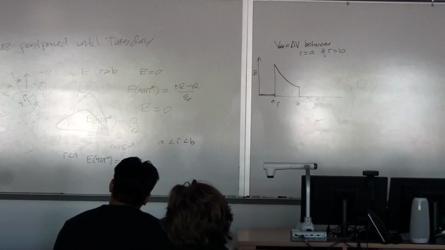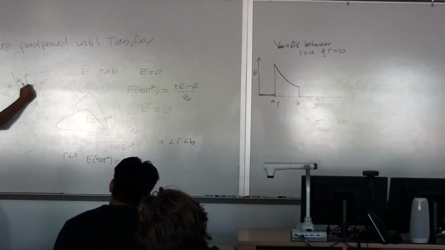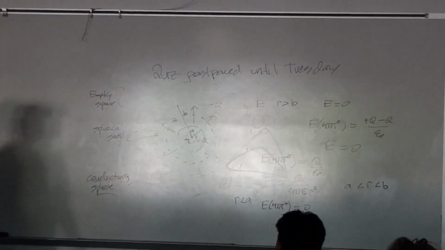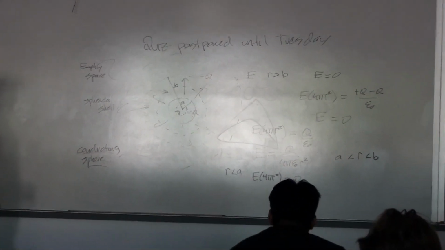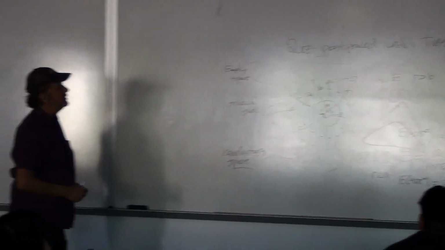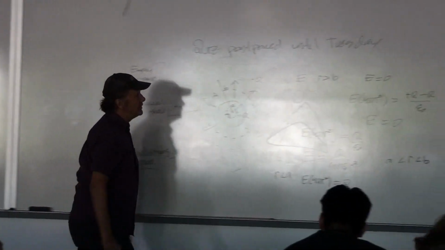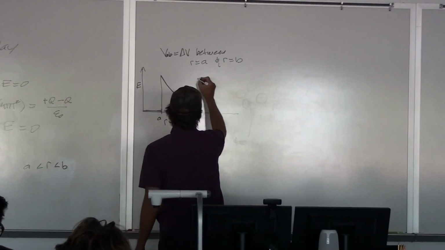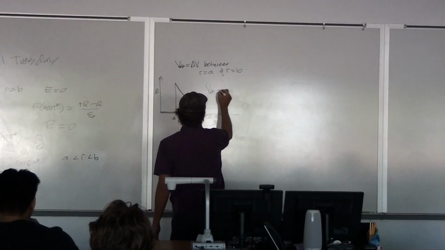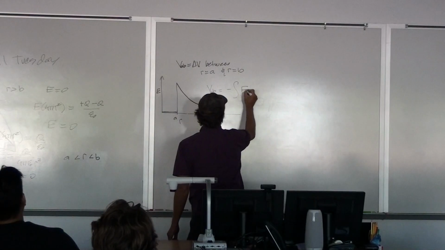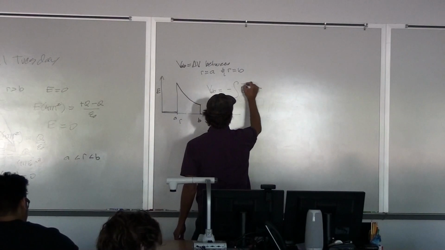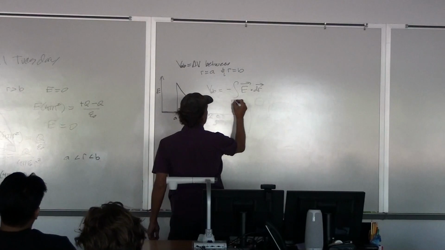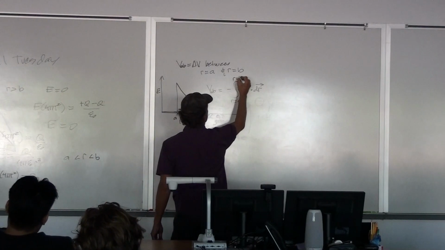But if I go this way, then a positive charge, I have to keep pushing on it, so I have to do work on it to move it to that spot. And so that means that there would be an increase in electric potential. So how do we get that from this picture? Well, the electric potential is equal to minus the integral of E dot dr. And so this would be from R equals A to R equals B.